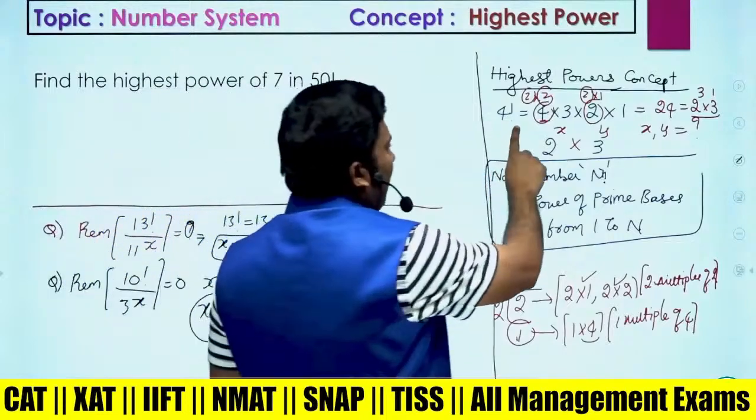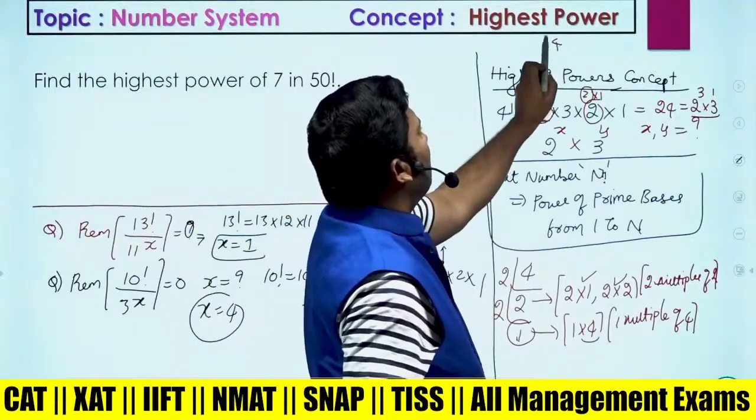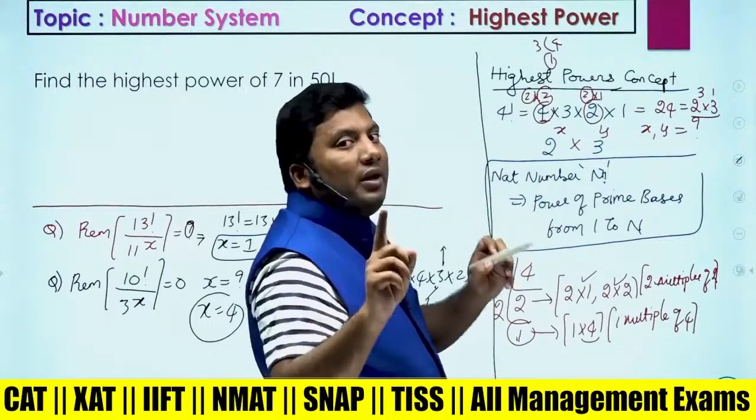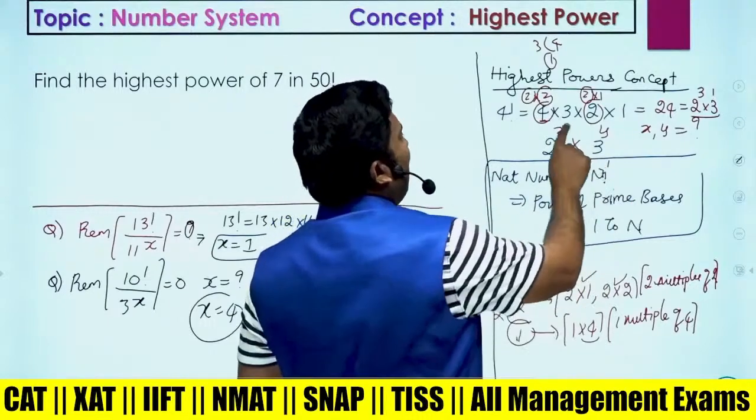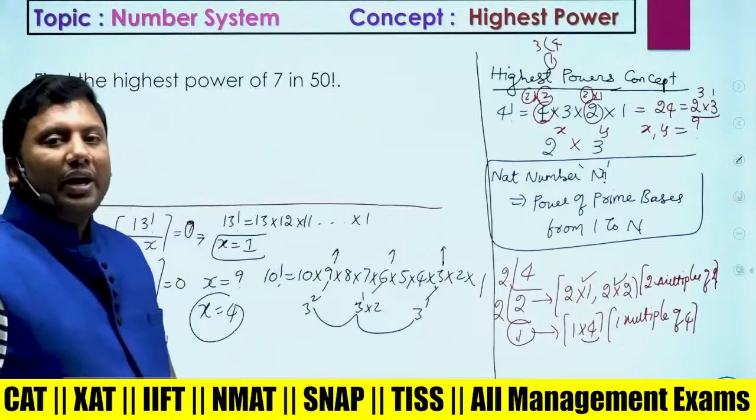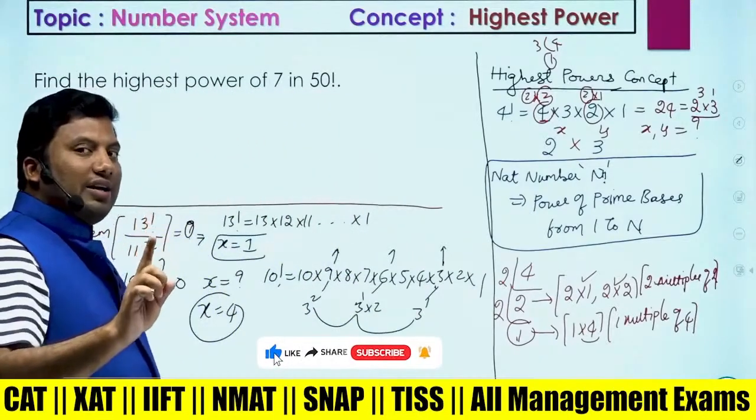Similarly for 3, divide 4 by 3. 3 ones are 3. What does this 1 mean? 1 means there is 1 multiple of 3. There is only 1 multiple of 3, which is in 2 cube into 3. I hope the idea is clear.